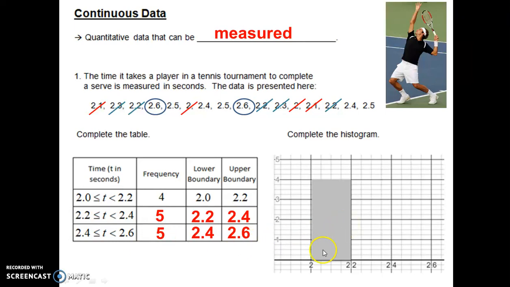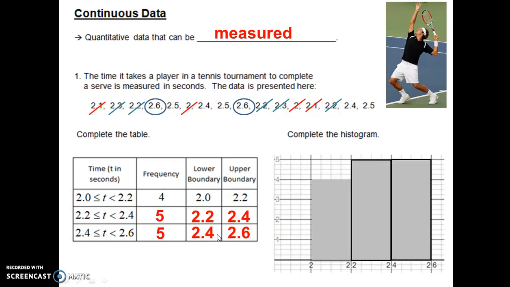Now let's take the bars. Here's how the histogram works. So you basically mark the lower and upper boundaries here, right? 2, 2.2, 2.2, 2.4, and then you just draw a bar that goes as high as the frequency. So the first one was 4. Next one, between 2.2 and 2.4, we have 5, so it goes up to 5. And the next one again is 5.